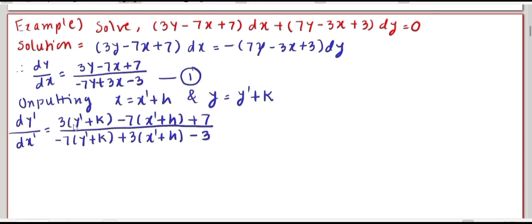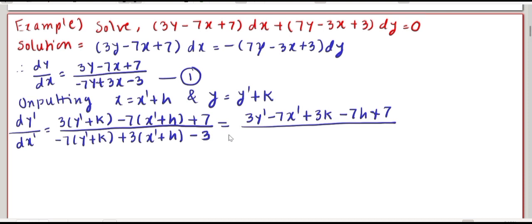Now multiplying 3 into the bracket, and minus 7 into the bracket, and similarly in the denominator, we get 3y dash minus 7x dash plus 3k minus 7h plus 7 divided by minus 7y dash plus 3x dash minus 7k plus 3h minus 3, equation number 2.